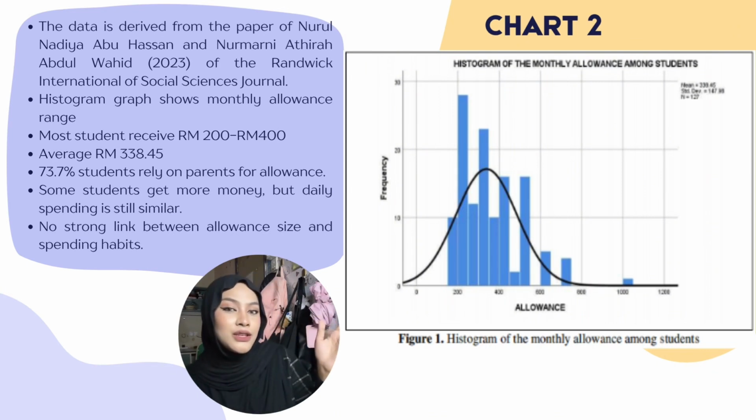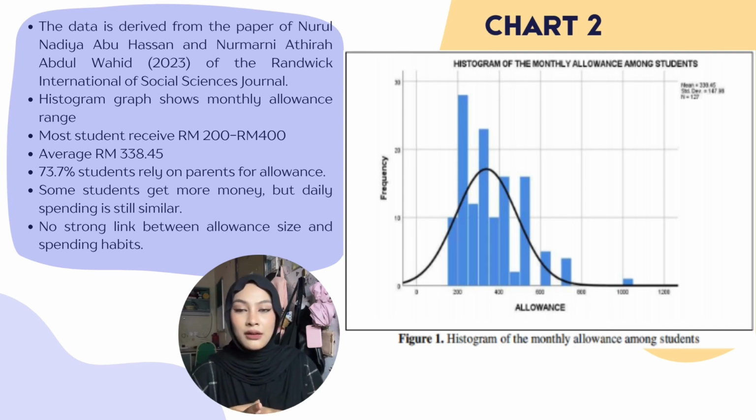If we look at the shape of the data, it's skewed to the right, meaning there are a few students who receive much higher allowance, like 800 ringgit and above. So overall, while most students are in the same general range, there is still a clear gap in financial support among them. Now, what does this data actually tell us?